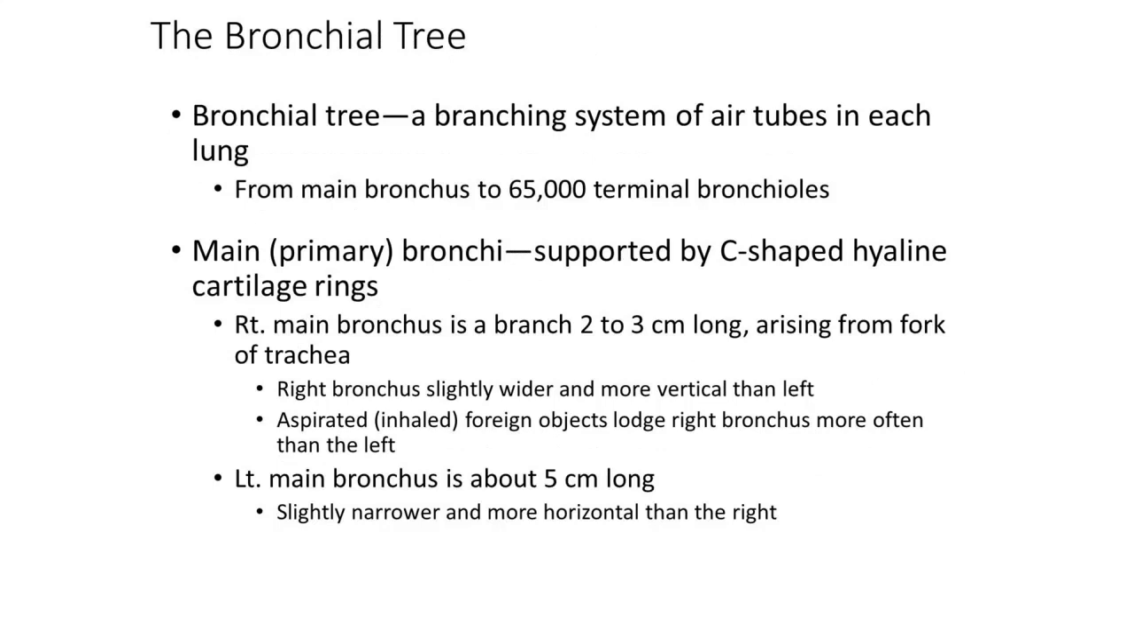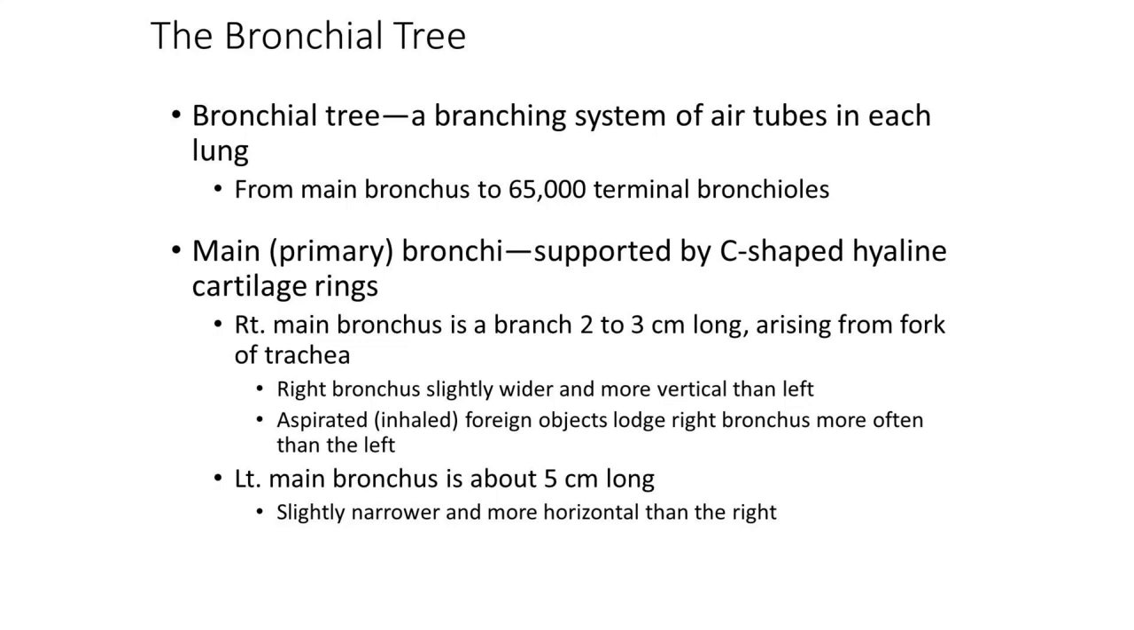The bronchial tree. This is a branching system of all the air tubes in each lung, from the main bronchus to about 65,000 terminal bronchioles. So you have a lot going on in your lungs, and it's sometimes referred to as a tree shape. You have the main or primary bronchi, which are supported by the C-shaped hyaline cartilage rings.